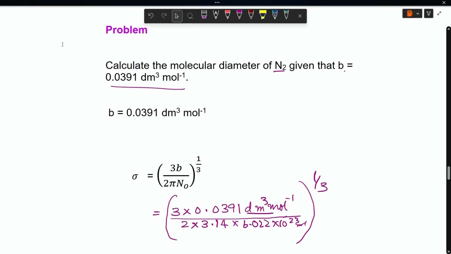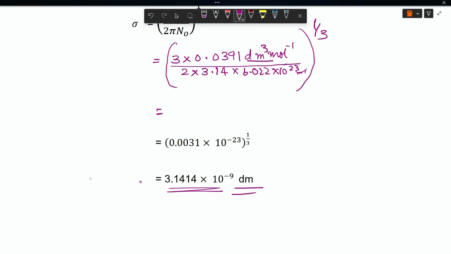Just knowing the value of B, which is a van der Waals constant, which gives us an idea about the size of the molecule, you can find out the molecular diameter, and the radius will naturally be half of that. If you are asked to find the radius, you take half of this value, which will give you the radius of this molecule. So, from the van der Waals constant B or co-volume, we can derive the molecular diameter, which gives us an idea about the size of the molecule.